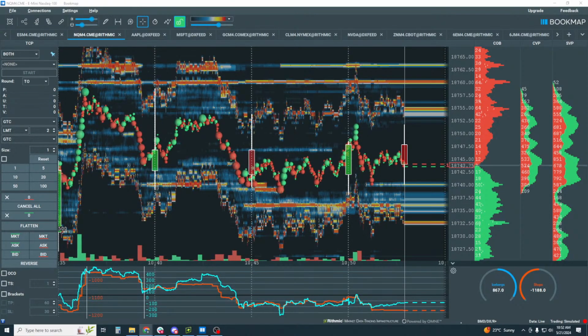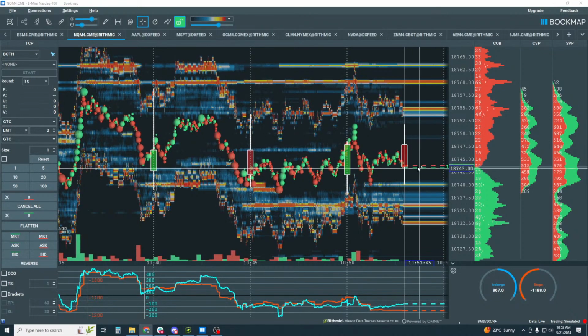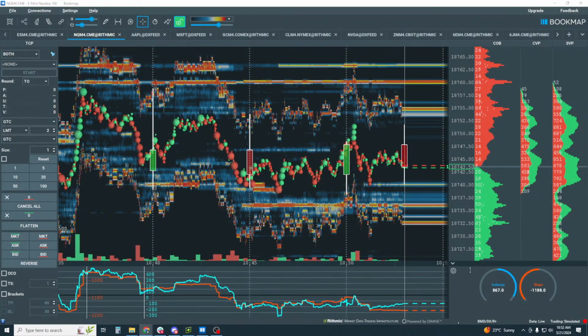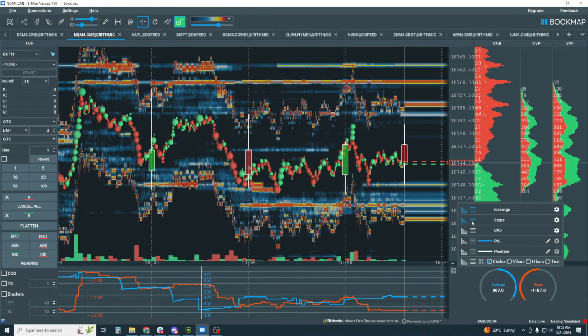What are the different stops and iceberg algos in the add-ons? Please explain. Yeah, so here I have CVD, but we'll turn on icebergs.